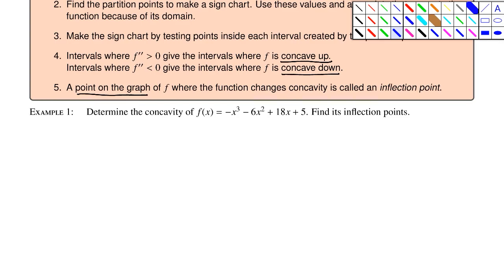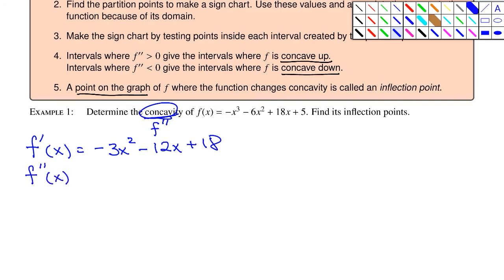Determine the concavity of f of x is equal to negative x cubed minus 6x squared plus 18x plus 5. So we're going to need the second derivative for concavity. So always remember that. Second derivative gives us the concavity. And so to do that, we need to find the first derivative. And the derivative of this function would be negative 3x squared minus 12x plus 18. And then let's take a second derivative. So that would be negative 6x minus 12.